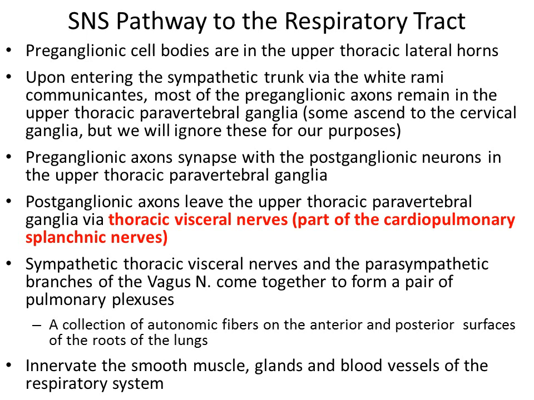Similar to at the heart, they're going to join together with the parasympathetic branches of the vagus nerve to form a pair of pulmonary plexuses. And these are going to be located at the roots of the lungs. The roots of the lungs are where all of the blood vessels enter and exit, and your primary bronchi enter the lungs. So it's kind of where everything is going in and out of the lungs.